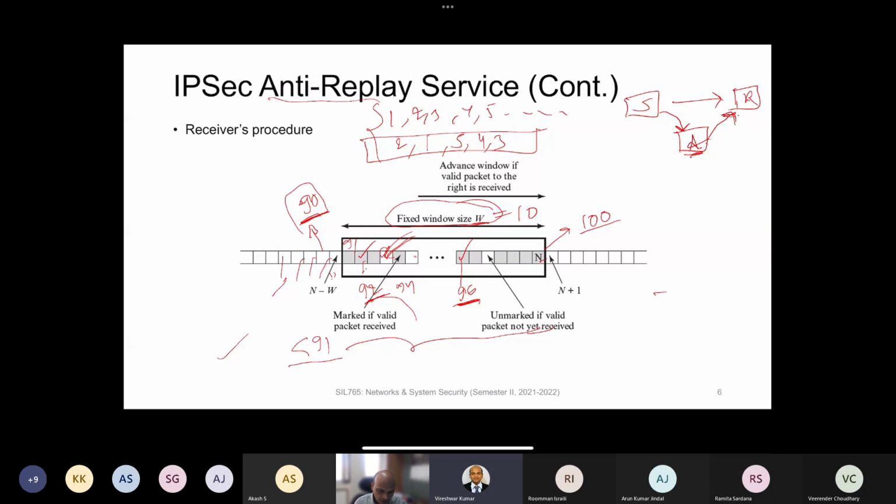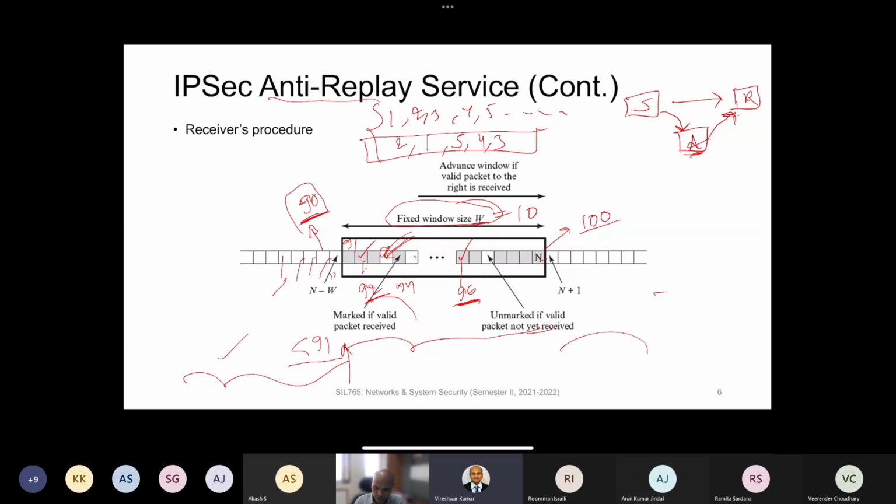Okay, so any question related to how you process the packets if you receive a packet within the window, and how you process the packet when you receive a packet on the left side of the window? So any question related to these two parts? Sir, at max only 10 packets can be out of order. The 11th packet cannot be out of order at any moment in time.